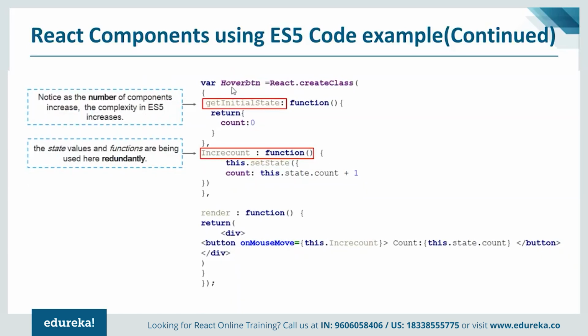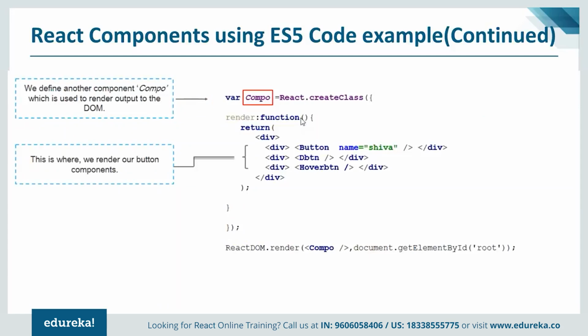And finally, we have one more component for the hovering of the button. As the number of components increase, as you can see, the code is getting lengthy in ES5. As the number of components are increasing in ES5 code, it is very difficult from a readability and maintainability standpoint to maintain the ES5 code because the complexity of the ES5 code or the class is increasing. So for the hover button, likewise, we have the getInitialState function. Then we have the increCount function. All these functions are separated by commas. And finally, we have the render function, which is returning a button, and on mouse movement of the mouse or the cursor, the increment counter will work.